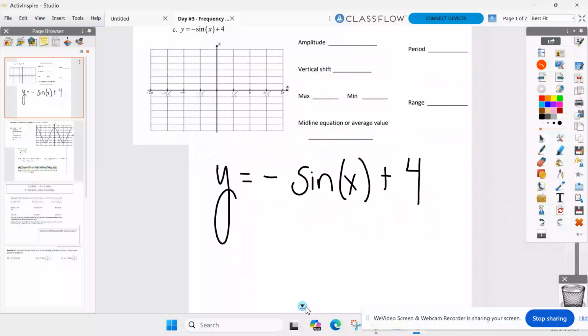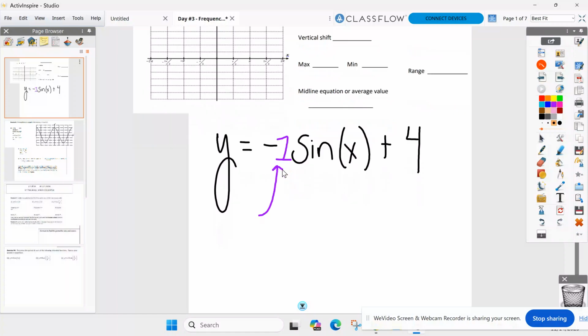No number there, but there really is. What do we know is actually there? A 1, right? A -1. Okay, so my first question is, this is a letter, which is A. That's our A value, which is referred to as our what? Amplitude. Okay, so that's called our amplitude.